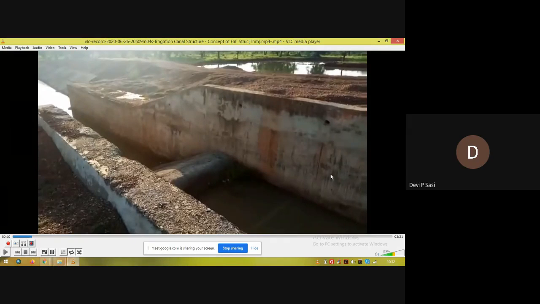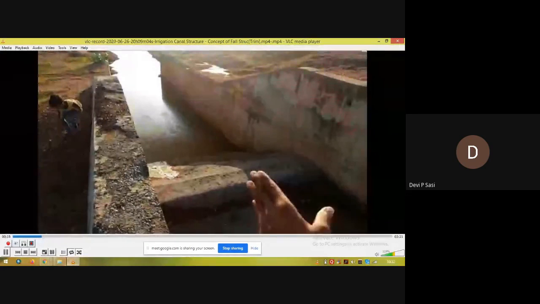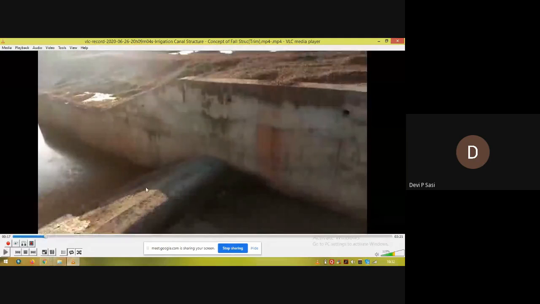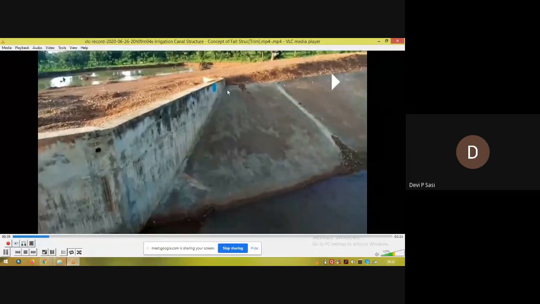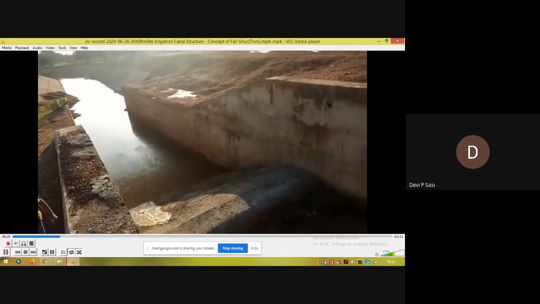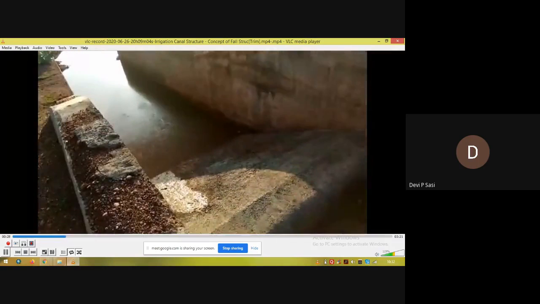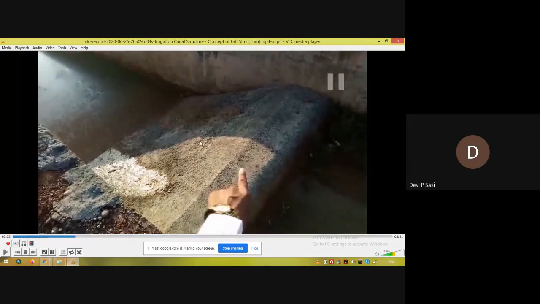The water is flowing from the upstream. This is the upstream region, and the water flows from the upstream towards the downstream region. And here you can see the crest segment. So you watch it. So this is a crest segment. And these are the upstream wing walls. This is the crest. Here is the upstream.